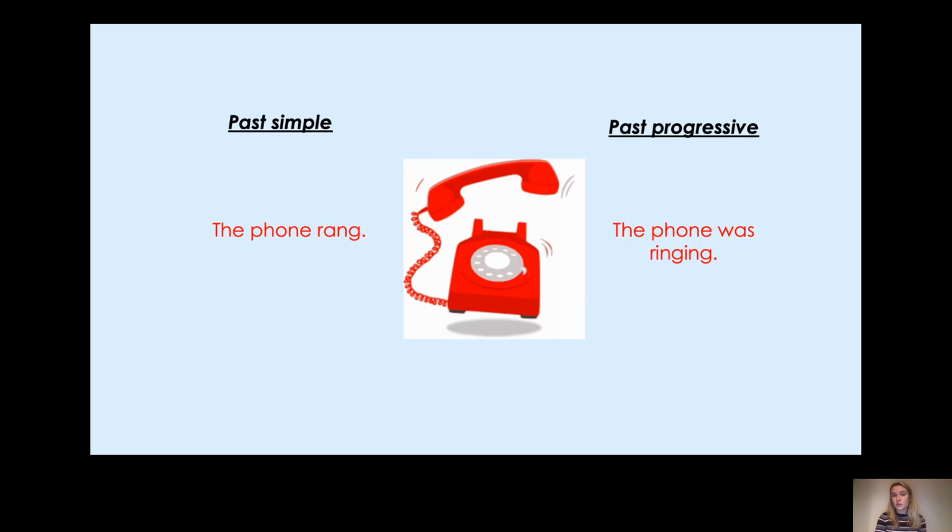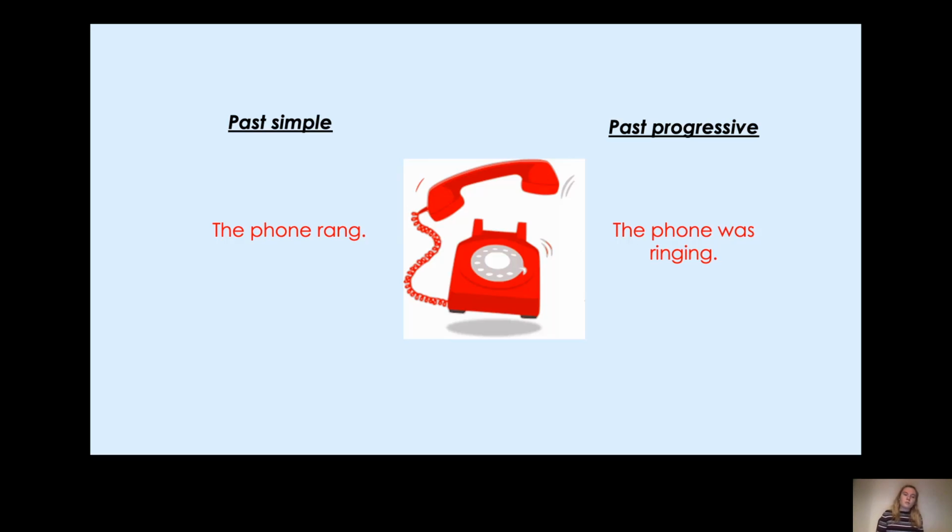Now you can also use the past progressive with when, okay? Because you can say the phone was ringing when my dinner was ready. The phone was ringing when I answered it. The phone was ringing when my friend rang the doorbell. Okay, so it's a continued action. The phone was ringing, but then the when shows that it's interrupted by something else. So the phone was ringing when my friend rang the doorbell. So the friend ringing the doorbell interrupted the ringing phone.